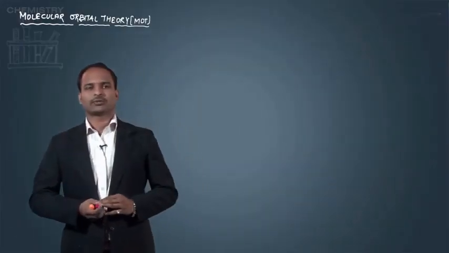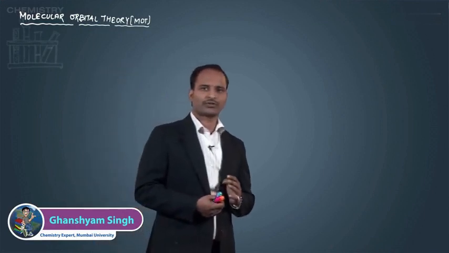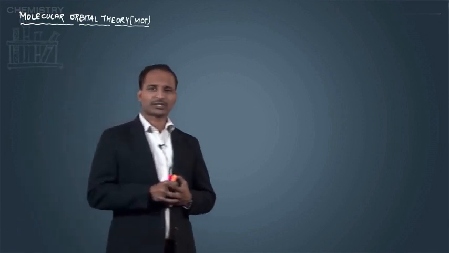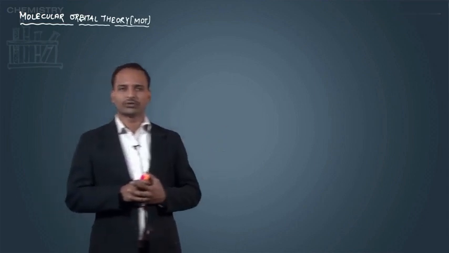Next is the molecular orbital theory, which talks about the formation of the molecule. Now, we know that atoms combine together and form molecules. But during that combination, actually the atomic orbitals combine. And when the atomic orbitals combine, they get converted into molecular orbitals.